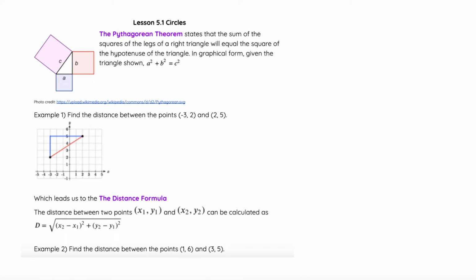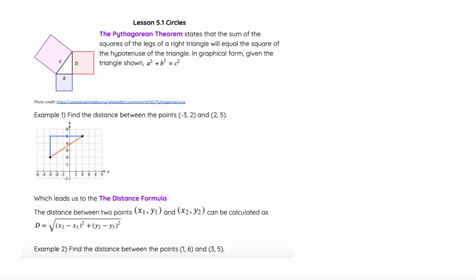For pre-calculus, we're going to start off with some easier items, more of a review with a little bit of a pre-calc twist to them. We're first going to start by reminding ourselves about the Pythagorean Theorem, which states that the sum of the squares of the legs of a right triangle will equal the square of the hypotenuse of the triangle.